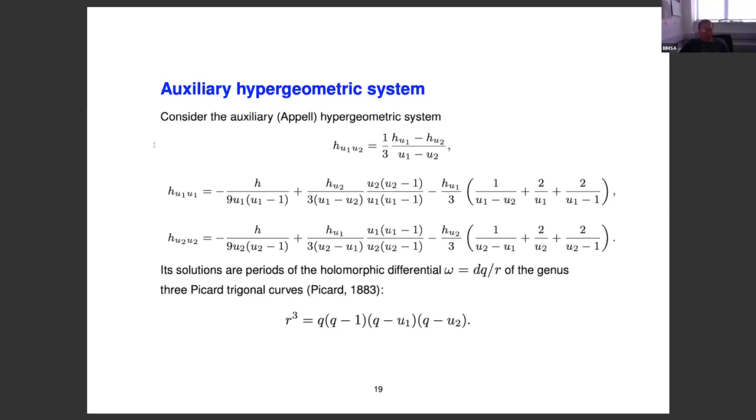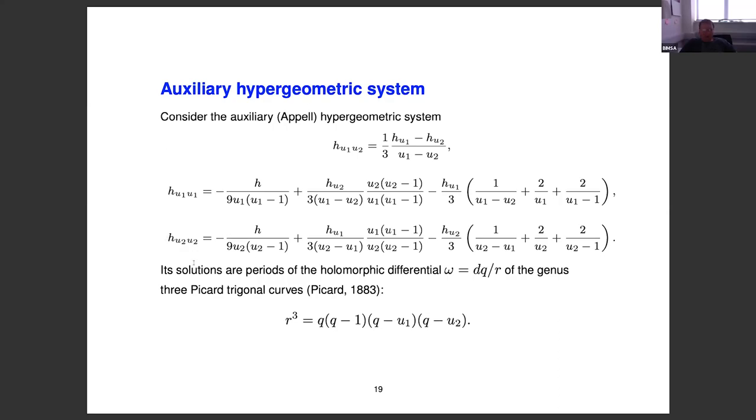So what is the geometry? There is some geometry behind this, which was actually uncovered by Picard as far back as 1883. Actually, it's a remarkable paper where Picard, to me, did transcendentally difficult work. He was calculating with period matrices of a certain family of curves. It's an extremely tricky paper.